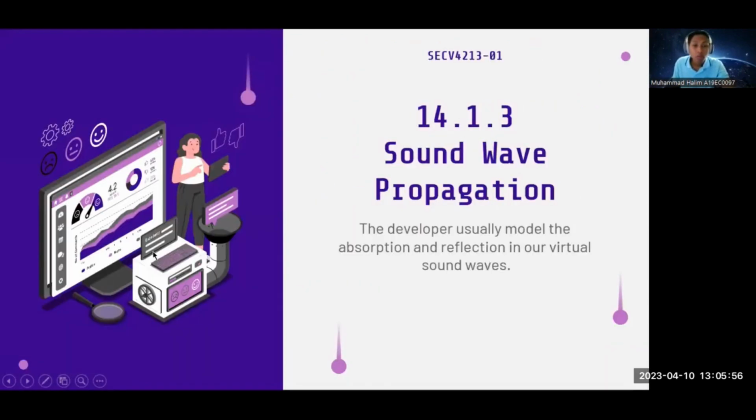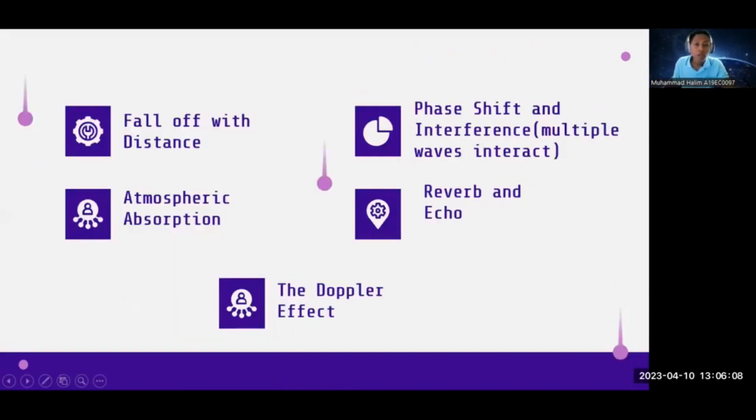So for the sound wave propagation, the developer usually models the absorption and reflection in our virtual sound wave. There are actually five models of absorption and reflection, which is fall off the distance, atmospheric absorption, phase shift and interference, which is multiple waves interacted, reverb and echo, and lastly the Doppler effect.